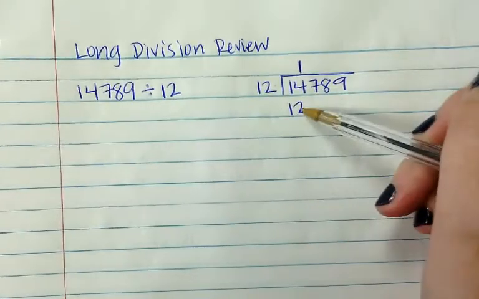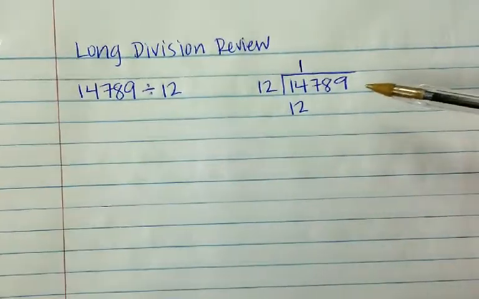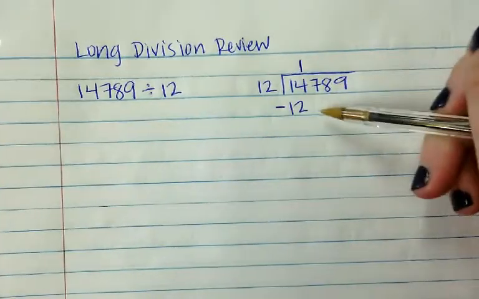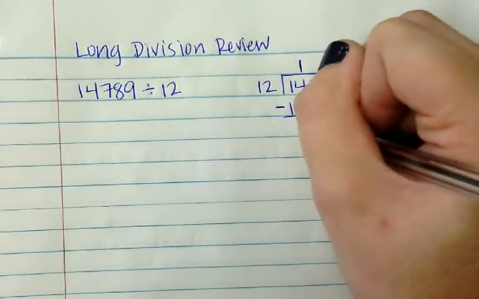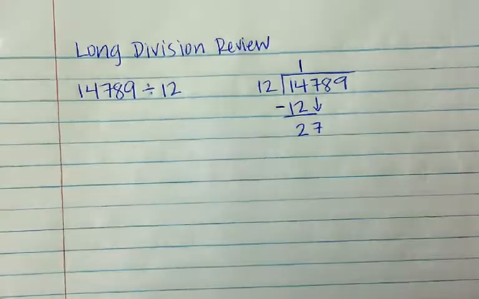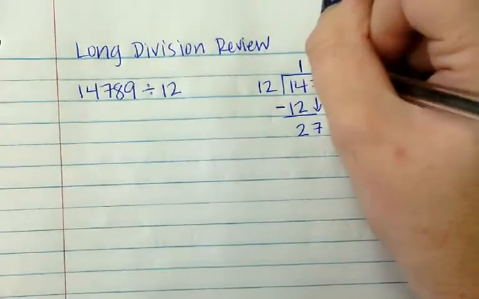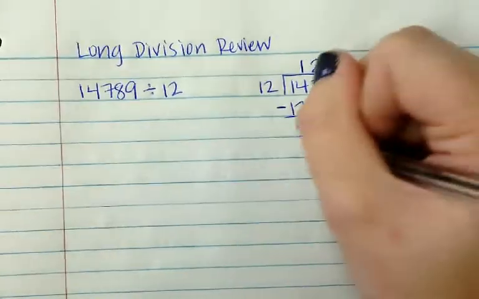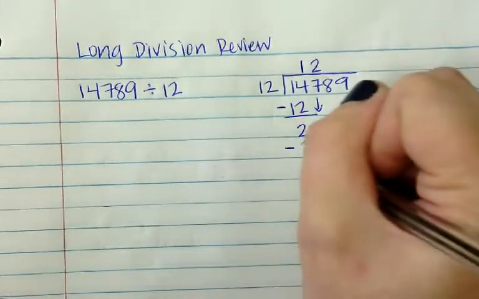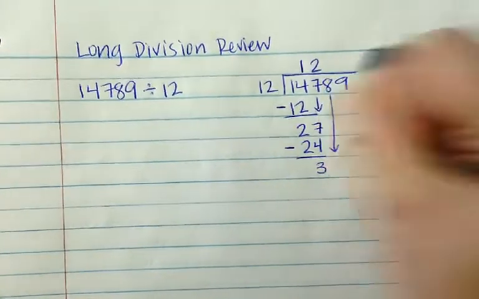Then what do we do next, guys? What's our next step with long division? You subtract. So we subtract the 12 and we get 2. Then you have to bring down your 7. Now we want to see how many times does 12 go into 27? 2. 2 times 12 is 24. Once again, you subtract. We get 3. You bring it down. So we have 38.